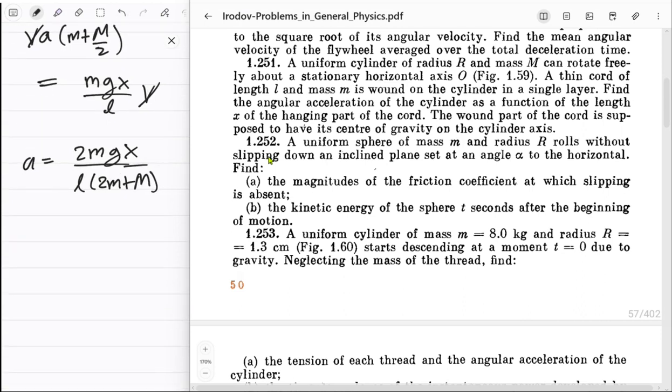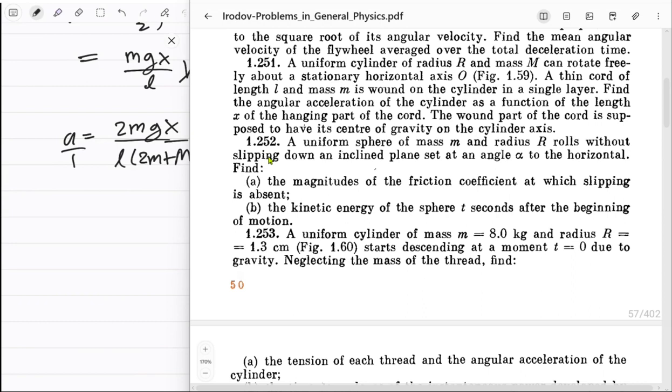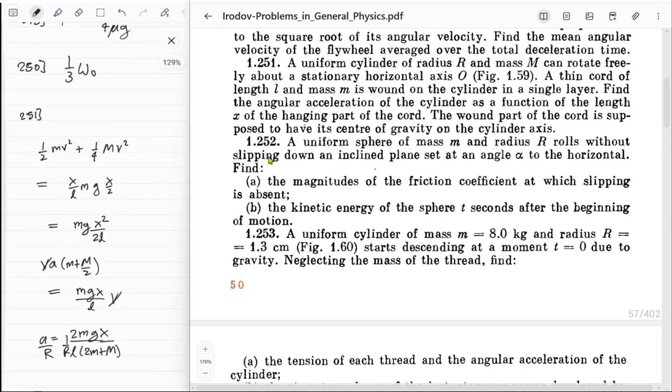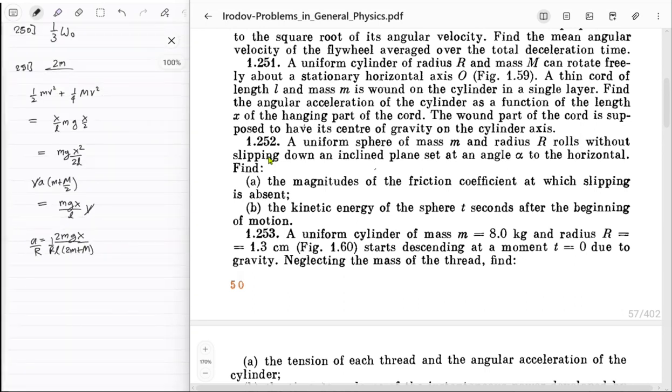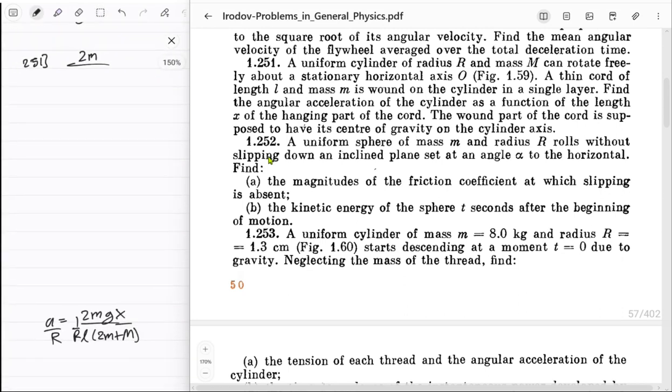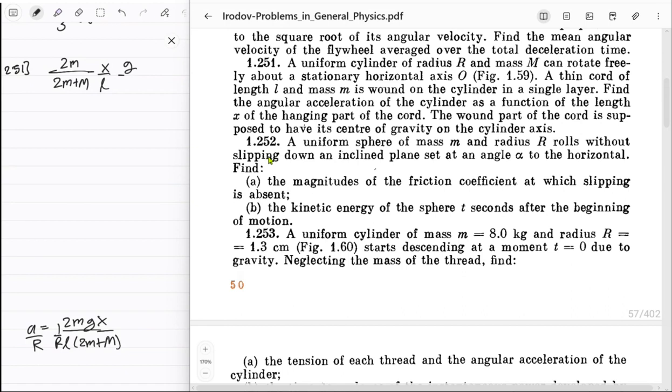Now that we know this thing, we just want the angular acceleration. So this thing upon the radius. So you got 1 upon r and all that stuff. So there we go. This is going to be 2m upon, first of all, just cancel all of this. 2m upon 2 small m plus capital M. And you got this x upon L stuff, right? And then g upon r, right? This should be correct.